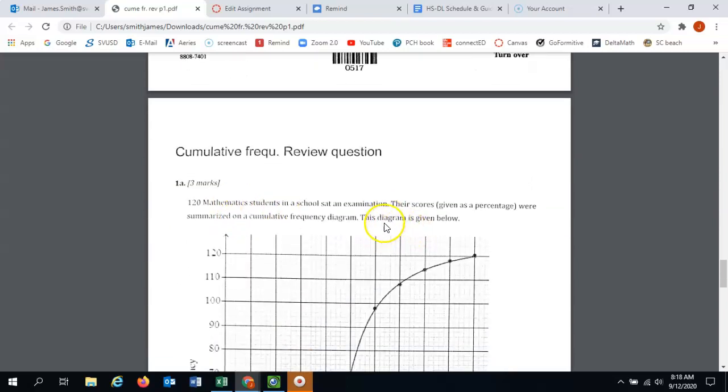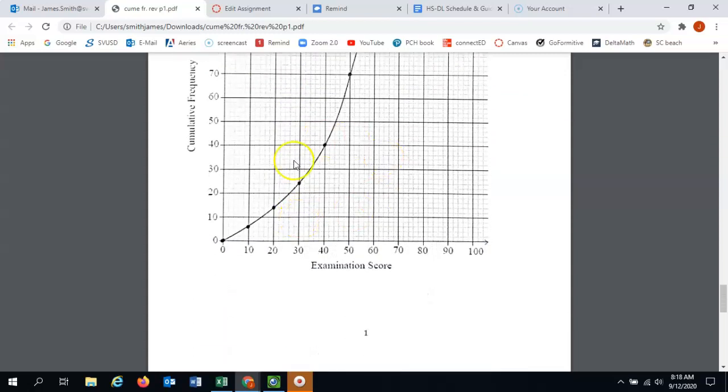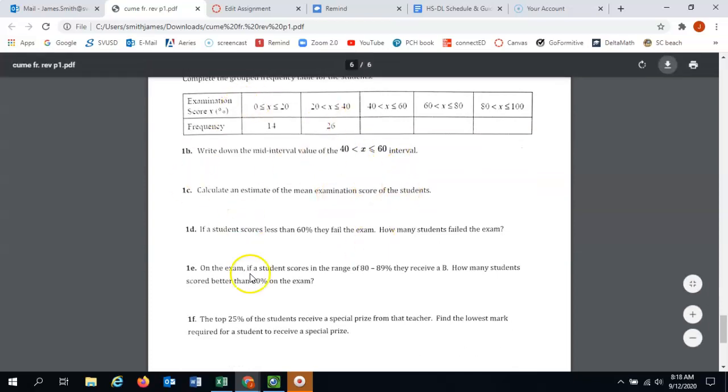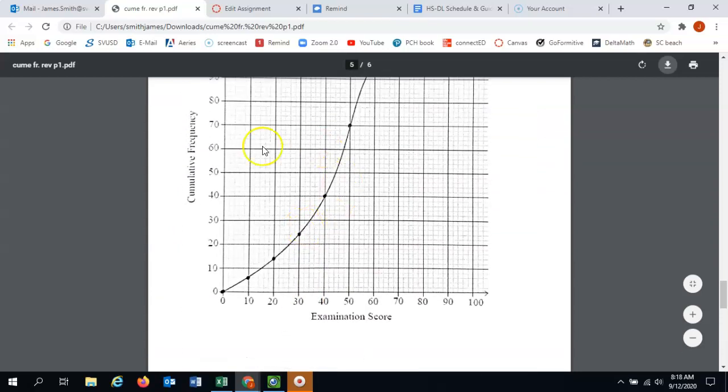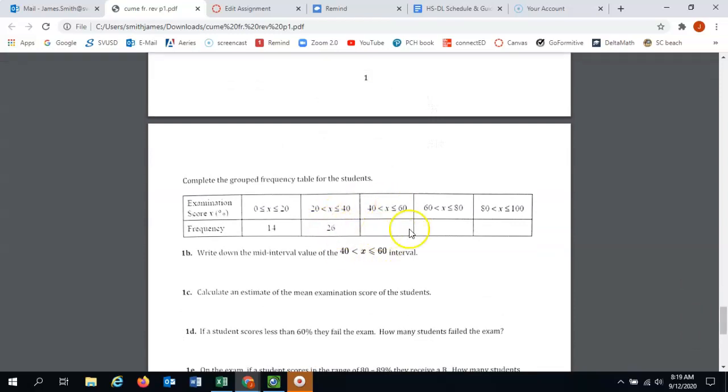For the last part, again, you're given another graph. The highest value is 120. You are doing things on this graph, and you're answering them on this page. The things that you are filling out on this page, all of this is based on this graph, so make sure you see that. Just to give you a little guidance on how to fill this top chart out.